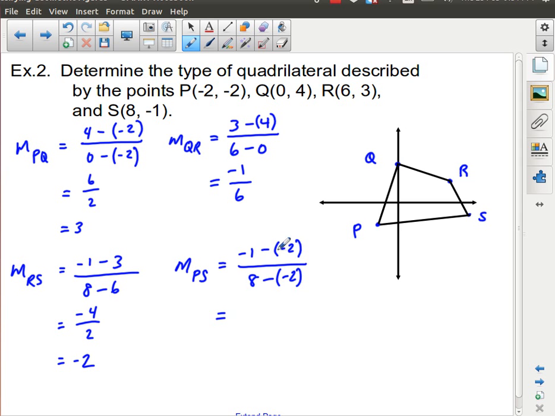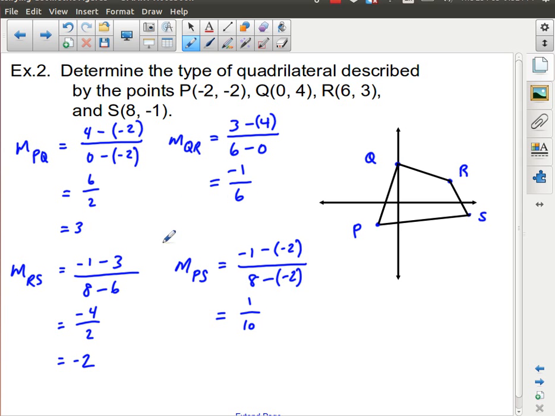-1 minus -2 is the same as -1 plus 2, which is equal to +1. 8 plus 2 is equal to 10. So there we go. We have our slopes. So taking a look at this, can we say, are any of these things parallel, perpendicular?